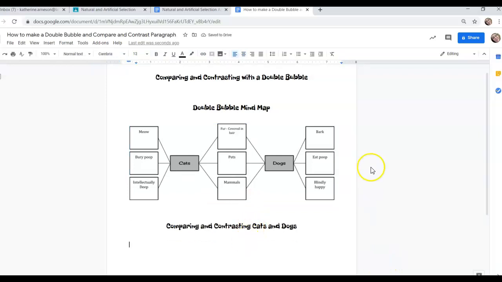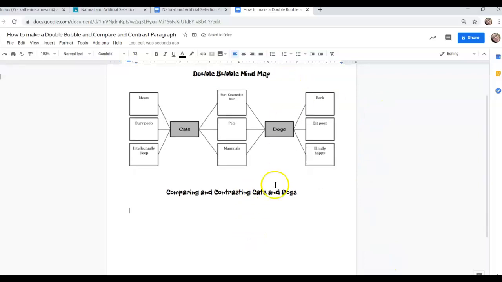Okay, now if we're comparing cats and dogs and we have to write a paragraph about it, we can't just write cats, fur covered in hair, dogs, fur covered in hair. Cats, pets, dogs, pets. We have to make this into sentences.